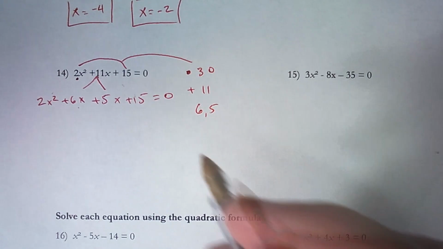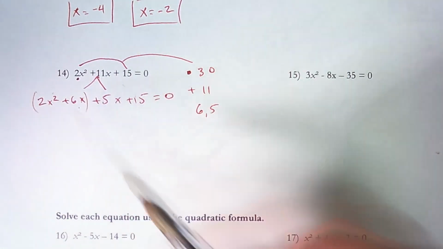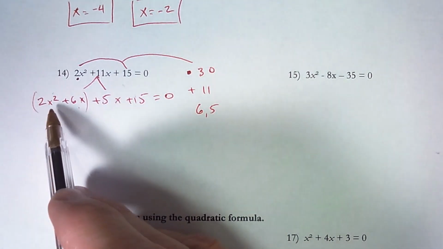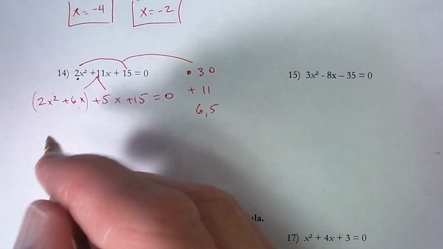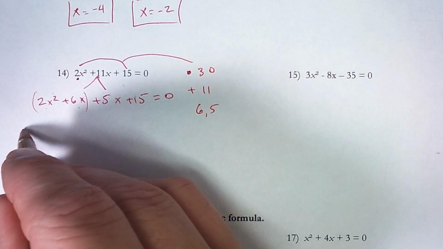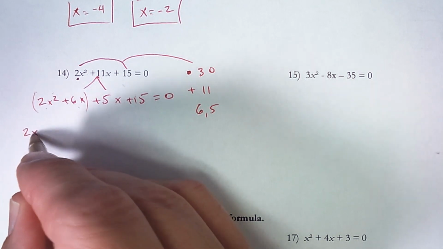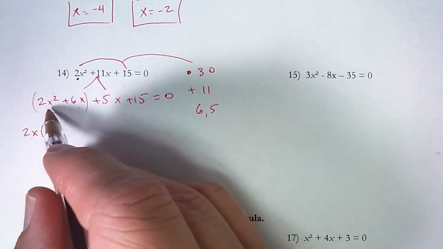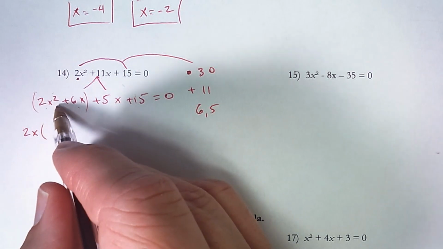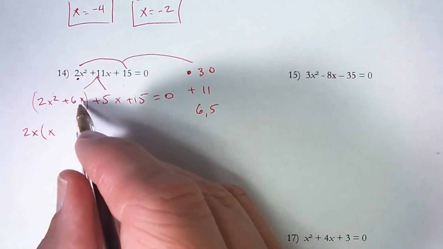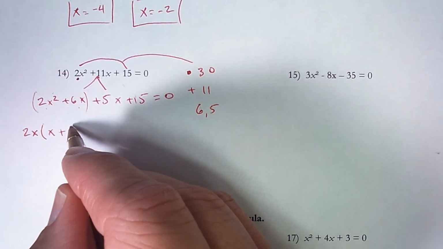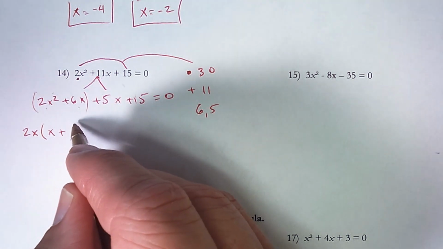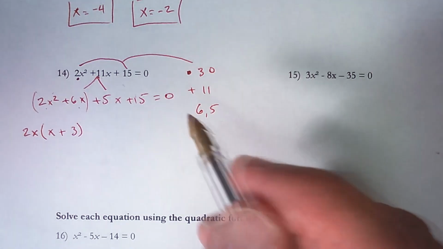Now I'm going to factor by grouping. So I'll group these two together, and I'm going to factor out the greatest common factor, which is 2x. So I'm going to factor a 2 and an x out. When I divide this first term by 2x, I get x, and 6x divided by 2x is 3. So I have x plus 3 here.